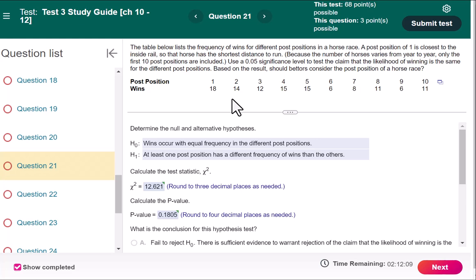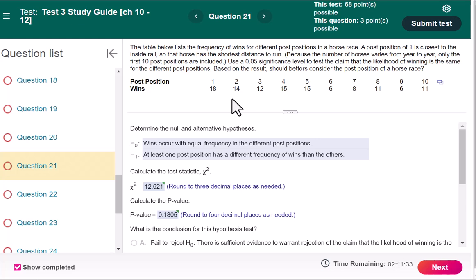Okay, next question. The table below lists the frequency of wins for different post position in a horse race. A post position of 1 is closest to the inside rail, so that horse has the shortest distance to run. Because the number of horses varies from year to year, only the first 10 post positions are included. Use a 0.05 significance level to test the claim that the likelihood of winning is the same for the different post position based on the results. Should bettors consider the post position of a horse race?